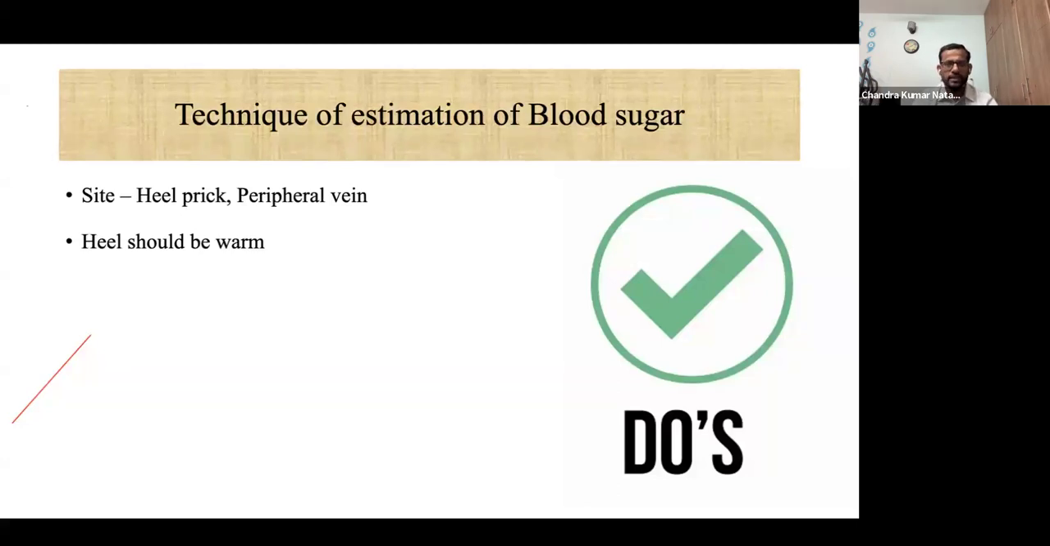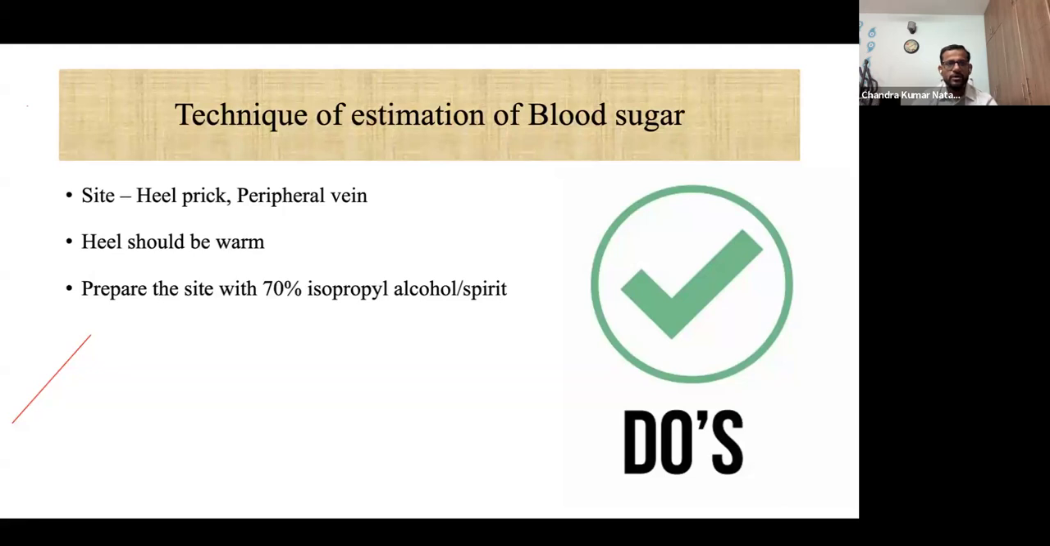So make sure that the heel of the baby is warm, otherwise it is very difficult to get a sample. If the peripheries are cold, or the baby is in cold stress for any reason, you need to warm the heels before doing the prick. So asepsis is always important.